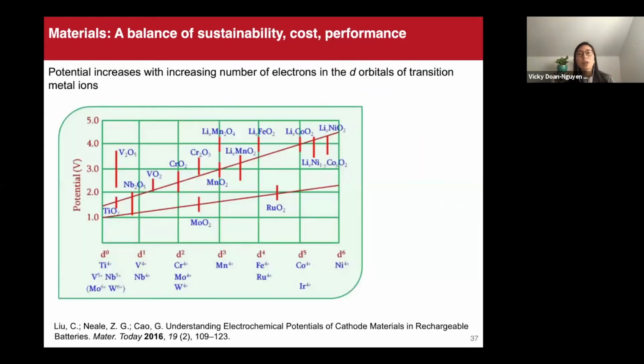So why change this transition metal, right? You can see here that the potential of the cell, the voltage of the cell, increases with increasing number of electrons in the d orbitals of the transition metal ions. So in this plot, as you increase the number of electrons in the d orbital, the voltage increases. Okay?